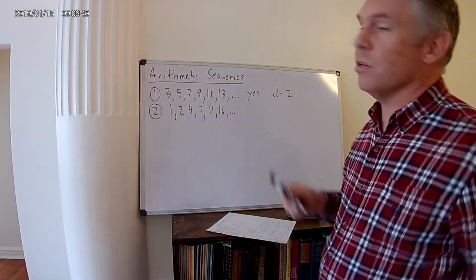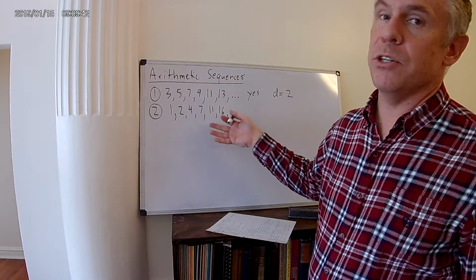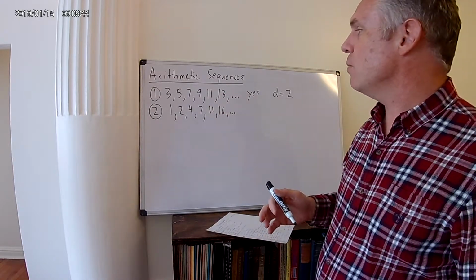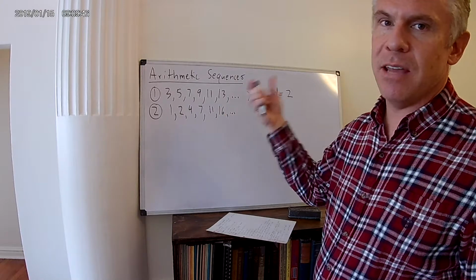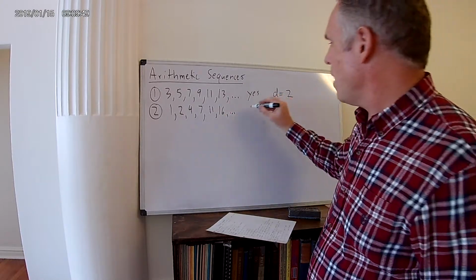Now there is a pattern to this. We keep on adding one more to each term. But this is not an arithmetic sequence because the amount we add is not staying fixed. So this is not an arithmetic sequence.